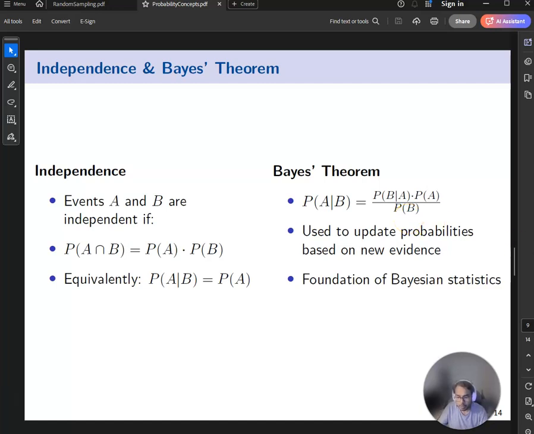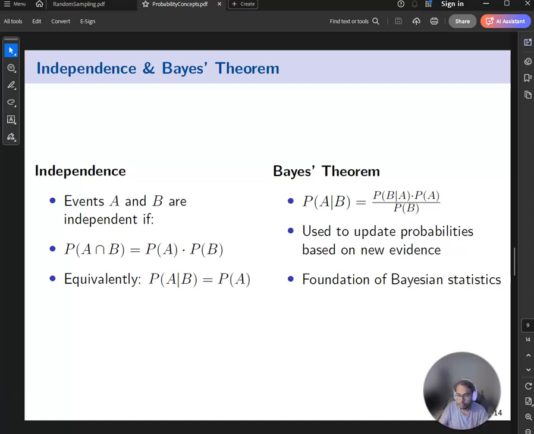Now this may look simple, but it's very powerful. It allows us to reverse conditional probabilities and come to a conclusion based on some information. It allows us to reverse engineer our information about some event. So in other words, if we know the probability of B given A, we can find out the probability of A given B as well.